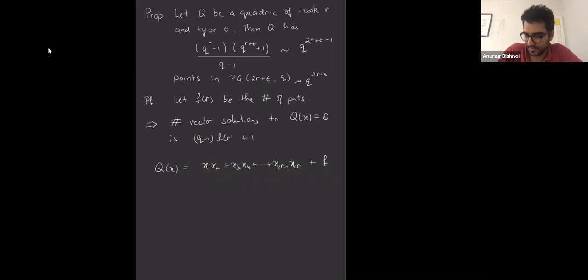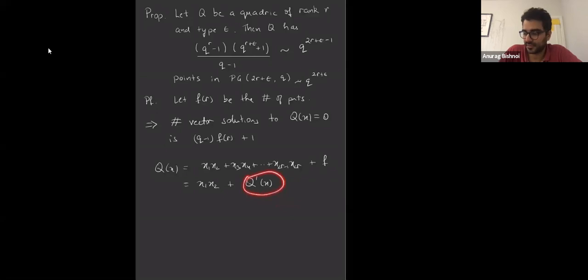What I'm saying is this thing is equal to x1 x2 plus Q prime of x. So when you want to count the solutions of Q of x equal to 0, you can count it like this. First, consider the case where x1 x2 is equal to 0, and then consider the case where it is equal to 1.